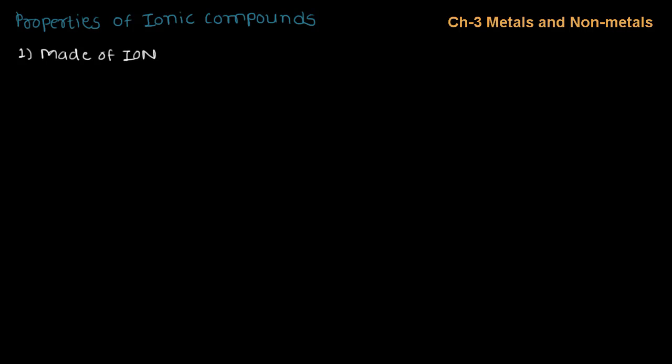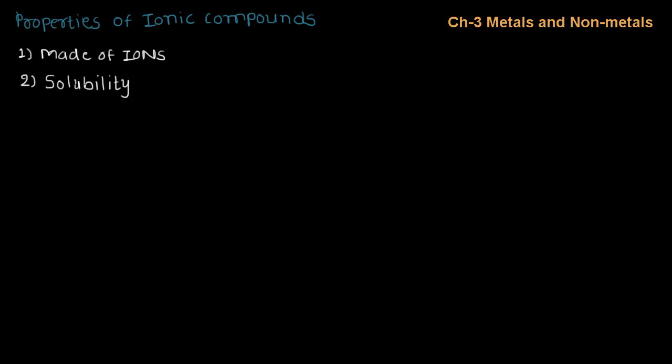We have learned about the ionic compound and we are seeing properties of ionic compounds. We have seen two properties of these ionic compounds. First one is made of ions and second property was solubility. We have checked its solubility in water and organic solvents. Let us talk about third property.